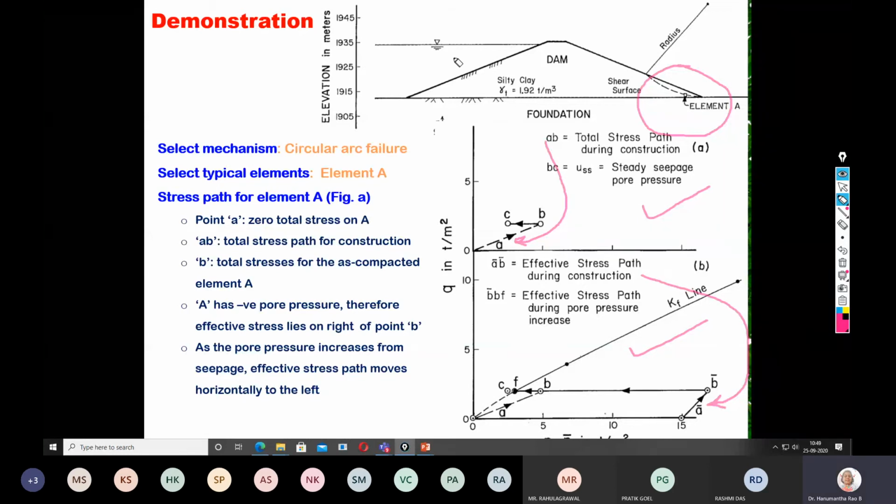Then water started ponding in the reservoir, so we started filling the water in the reservoir. Now over a period of time, there is a constant seepage through the earthen dam, and it passes through the exit point, where element E is also part of this exit point.